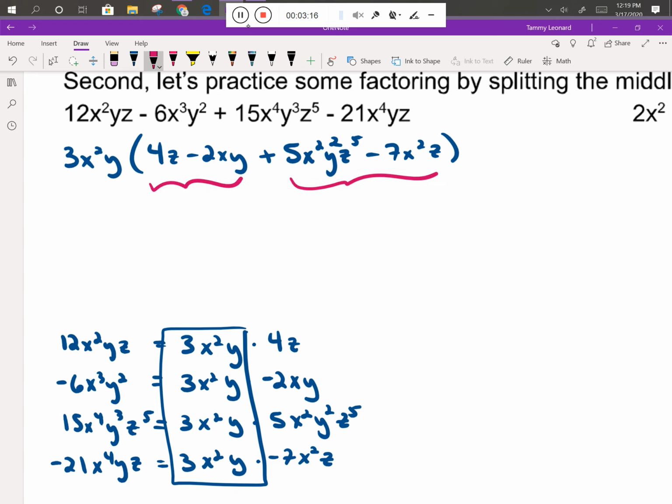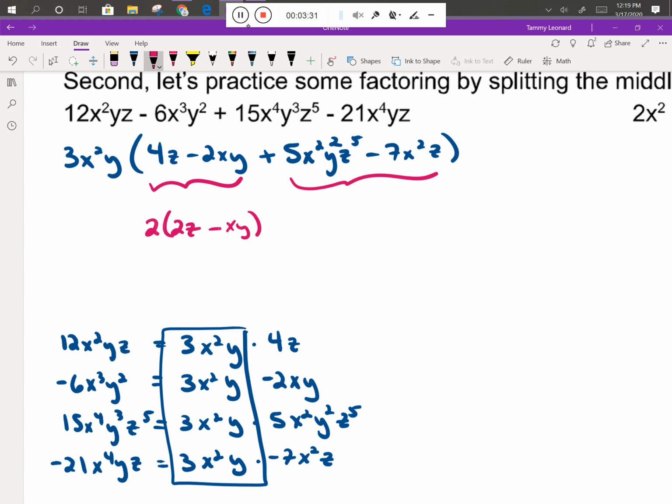Now, when I look at the first 2, I see that they have a 2 in common, but they don't have any of their variables in common. When I look at the second 2, right away, I see that they don't have any numbers in common.